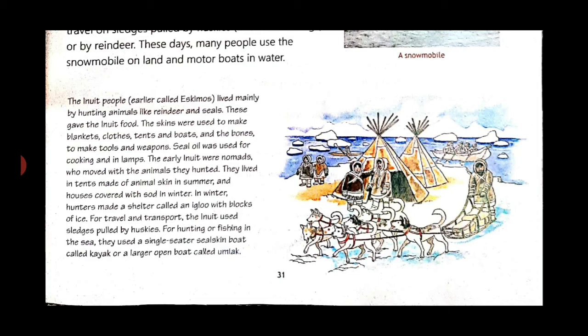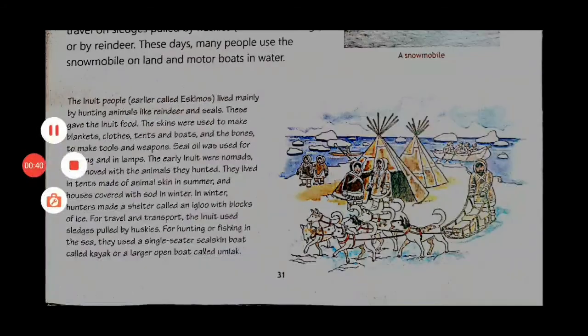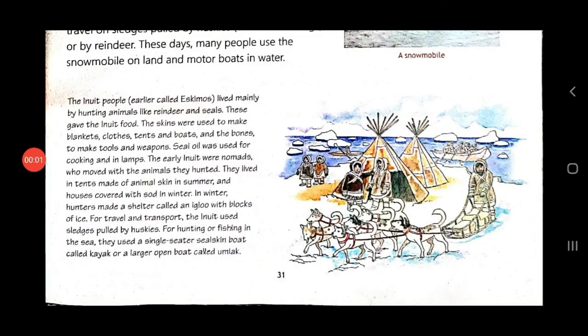These gave the Inuit food. Obviously, they used to hunt these animals and eat them. Okay, so that was the food they used to get. Now children, in the next sentence, they are talking about where the skin of the animal was used. See, it is written, the skins were used to make blankets, then clothes, tents and boats, and the bones were used for making tools and weapons.